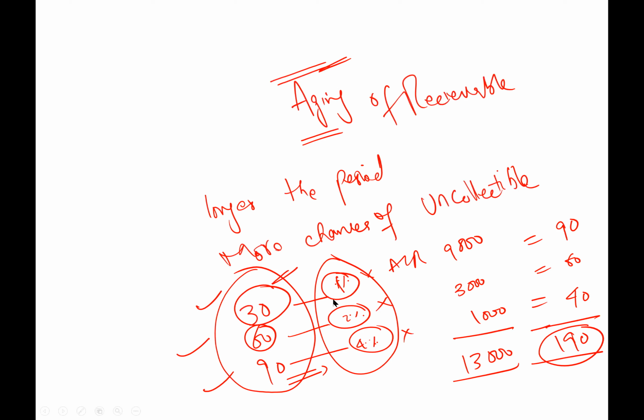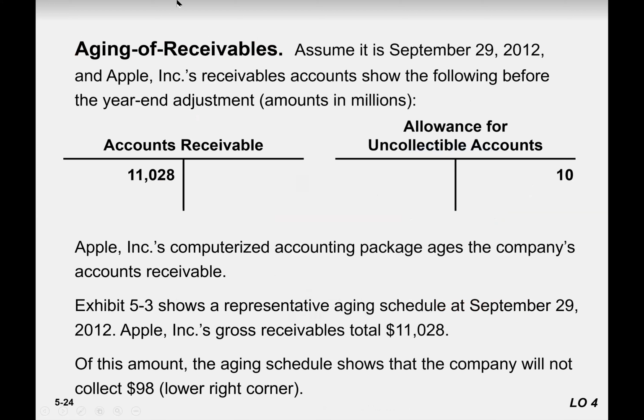So let's go towards the example. It will further clarify our knowledge here. Here we go. Assume it is September 29 and we have accounts receivable and allowance balances here. So the exhibit shows that on 29th of September, the gross receivable totals 11,028. Of this amount, the aging schedule shows that the company will not collect $98.